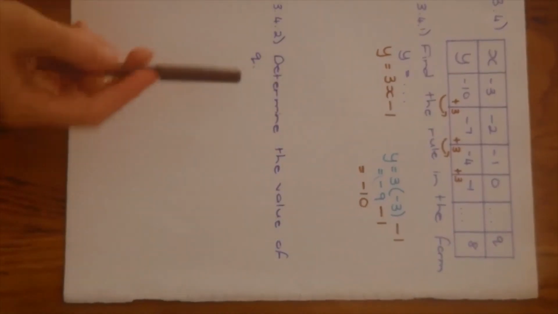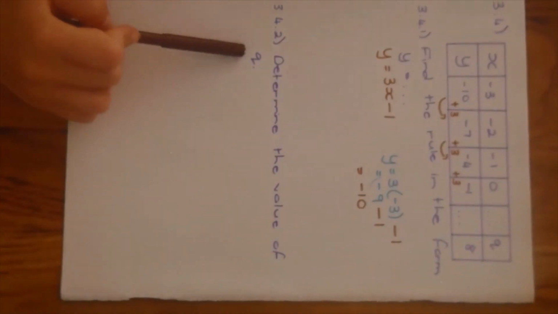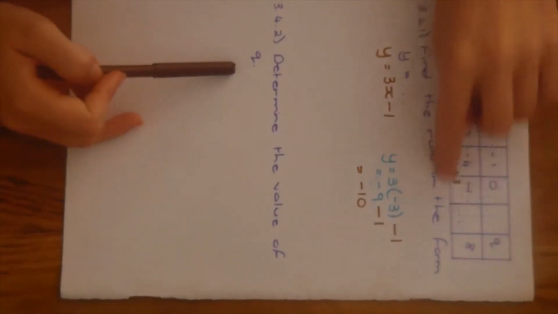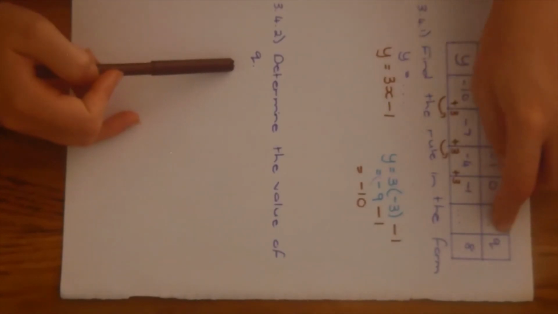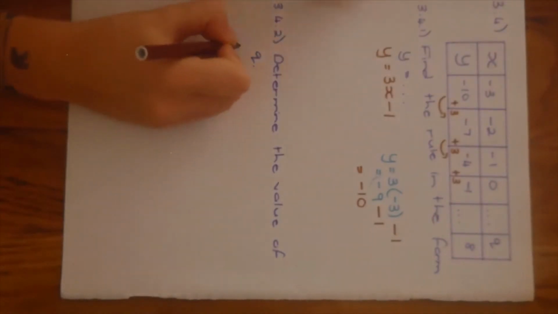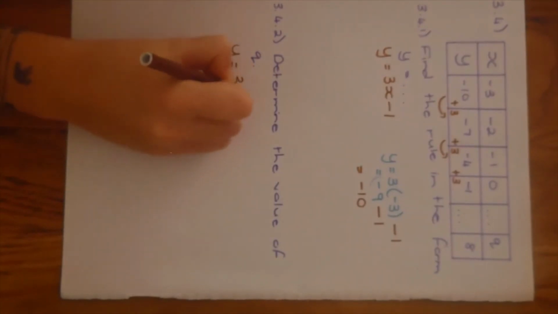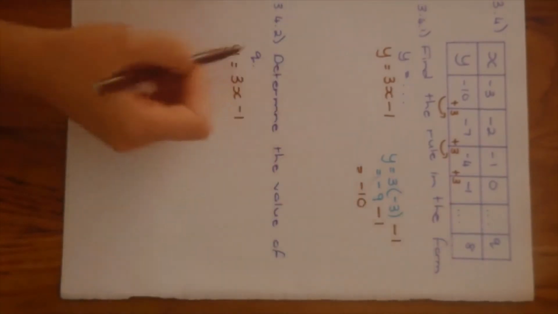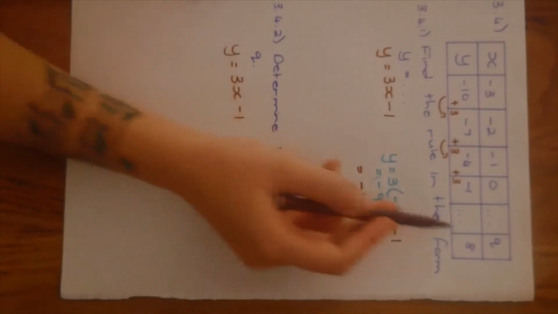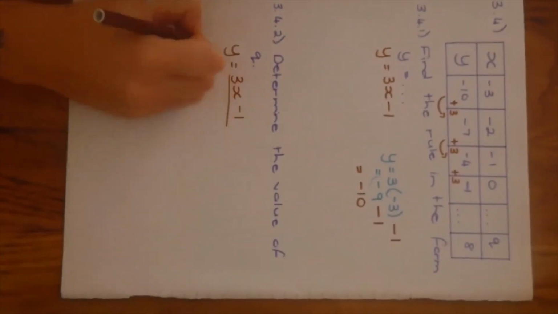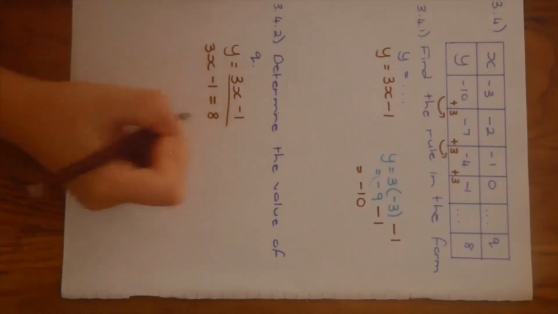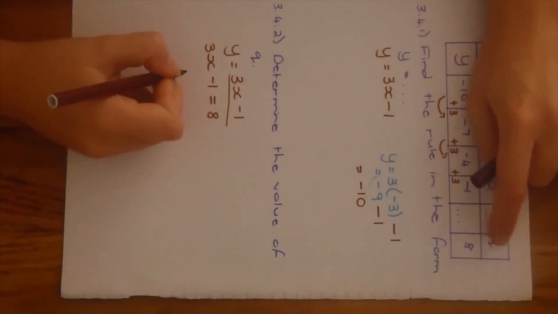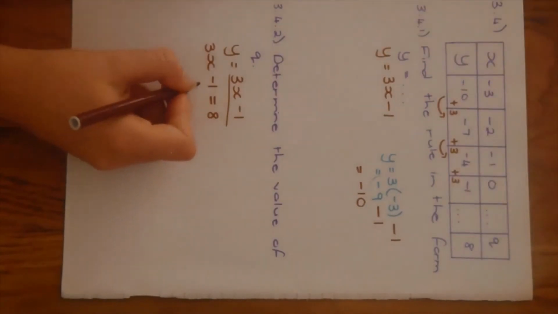Okay, last one, they say determine the value of q. Now they've given me 8. Remember, y is the output value. They want the input value. So if your formula looks, remember we worked out the formula, y equals 3x minus 1. Is 8 the x or is 8 the y? 8 is the y because y is the output value. So I'm going to make this whole thing, 3x minus 1, equal to 8. You're trying to find this x. You're trying to find the input value. And now you solve it.